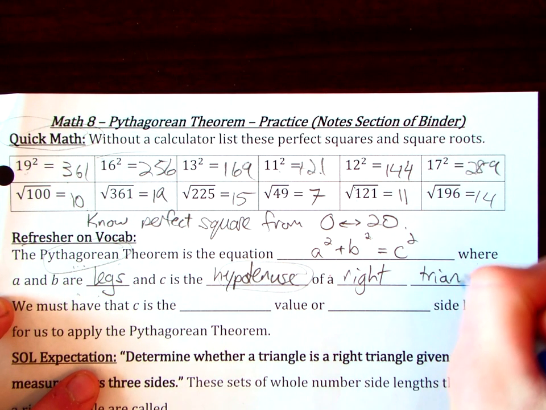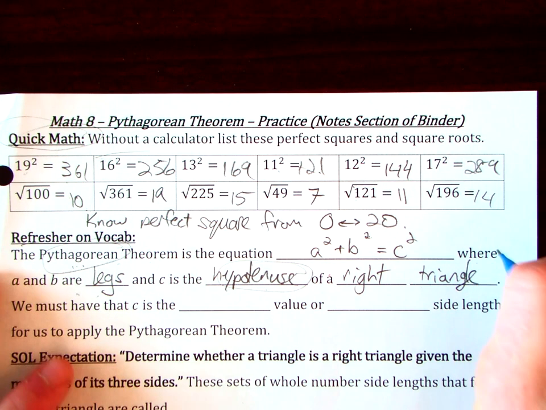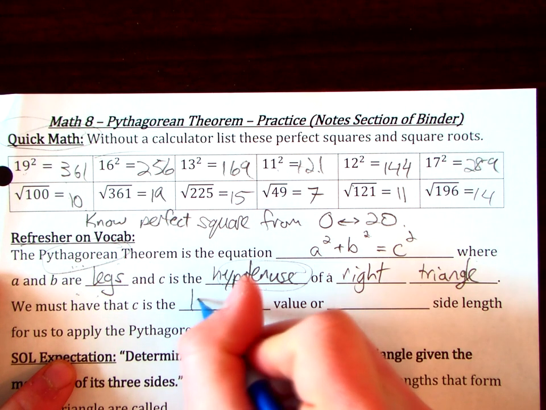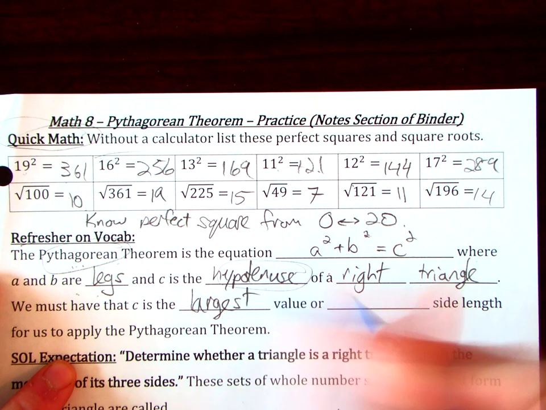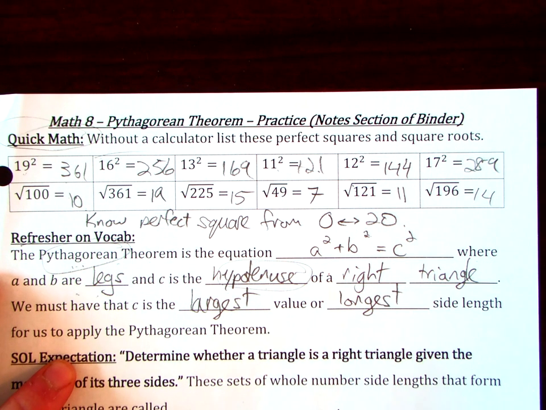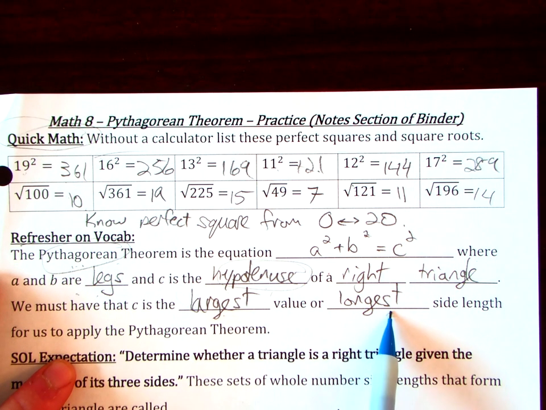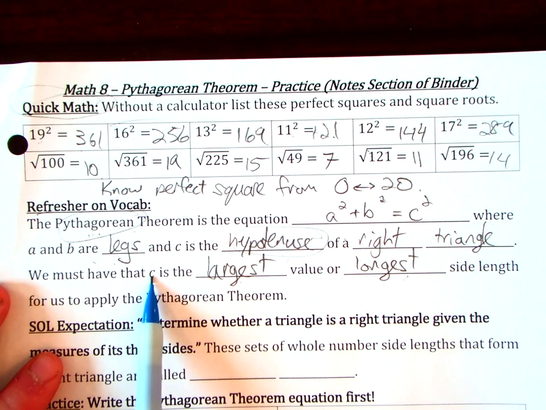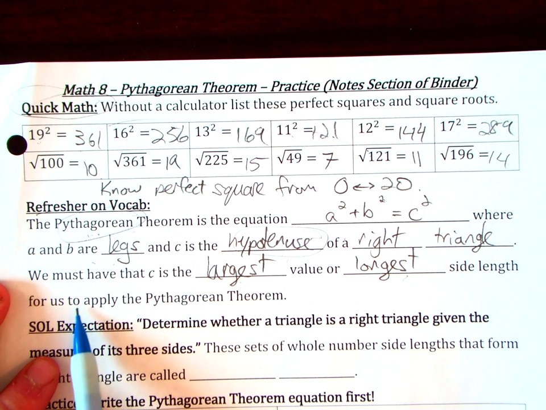So the legs and the hypotenuse of a right triangle. We must have that c is the largest value or the longest side. If you're looking at a set of numbers, it would be the largest value. If you're looking at a picture of a right triangle, it's going to be that longest side. We need to have c be the hypotenuse for us to use the Pythagorean theorem.